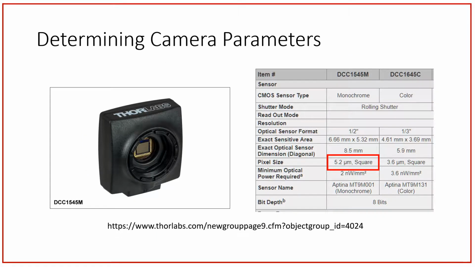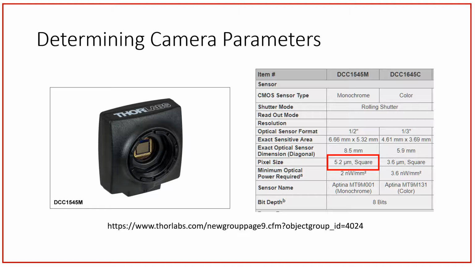We started the lab by setting up the Thorlabs camera on the table. There were two lenses used in this lab, one with a focal length of 16 millimeters and another with a focal length of 4 millimeters. The shorter focal length lens introduced more distortion into the images. We were able to find the sensor size and pixel dimensions online. The half-inch sensor format has a sensitive area of 6.66 millimeters by 5.32 millimeters, and the pixel dimensions are 5.2 microns.